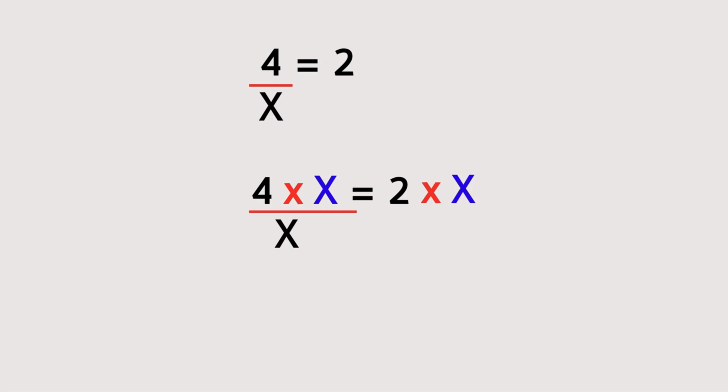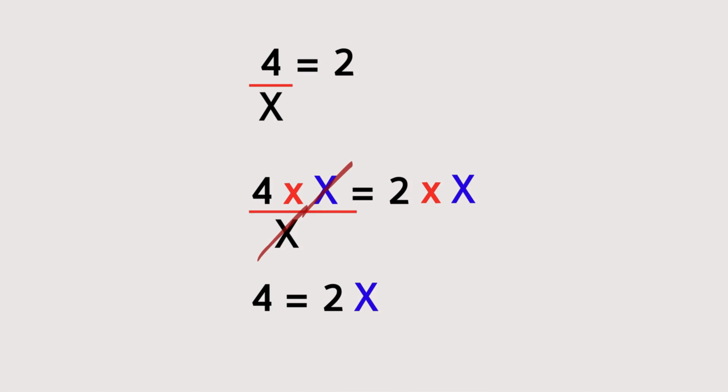By multiplying both sides by x, we eliminate the x on the denominator, the bottom part of the fraction. On the left side, the x in the denominator cancels with the x we just multiplied by, leaving us with just 4 on the left side. So now the equation becomes 4 equals 2x.